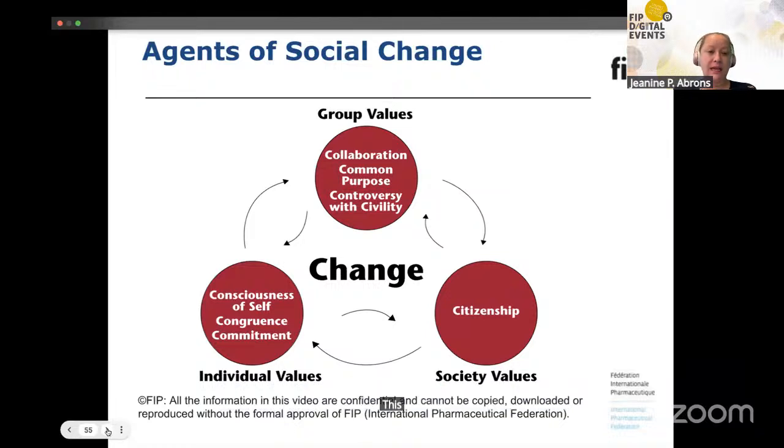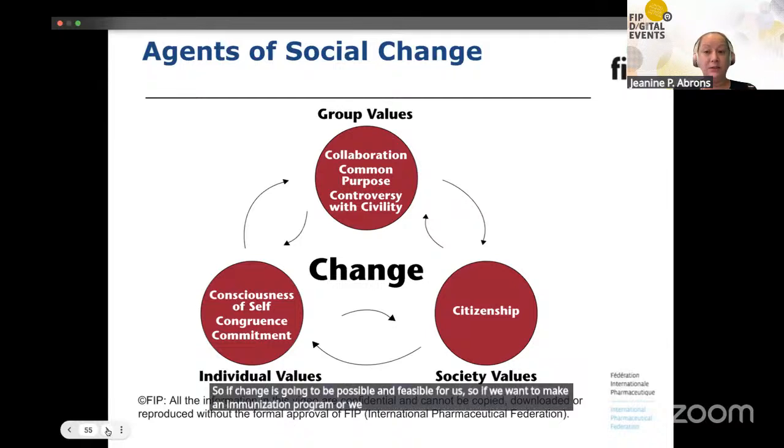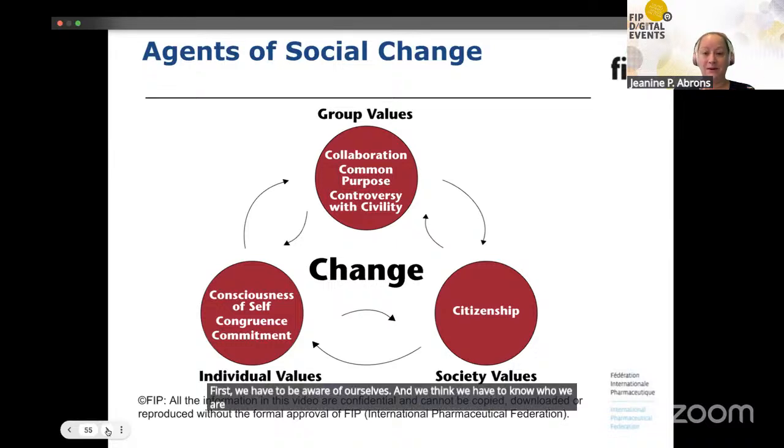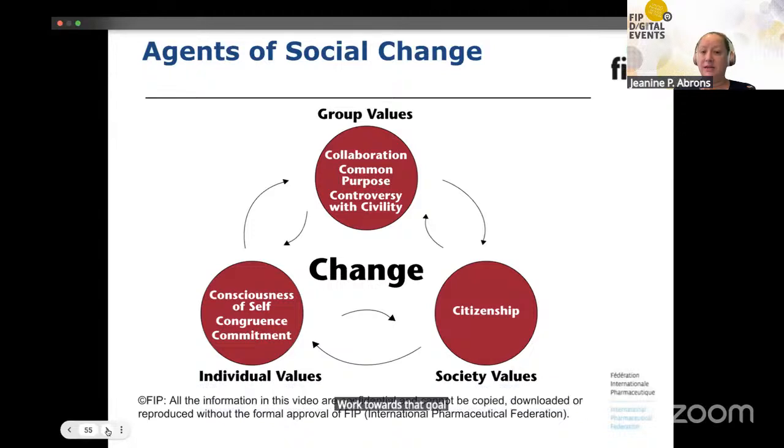This slide, I always think, is a great way to summarize agents of social change. So if change is going to be possible and feasible for us, so if we want to make an immunization program, or we want to have a new certification in pharmacy, or we want to expand our roles and our scope of practice, first we have to be aware of ourselves, and we have to know who we are. We have to know why we are that way and what influences us. And we have to have congruence and commitment. Again, that consistency to really work towards that goal, to work towards that change.